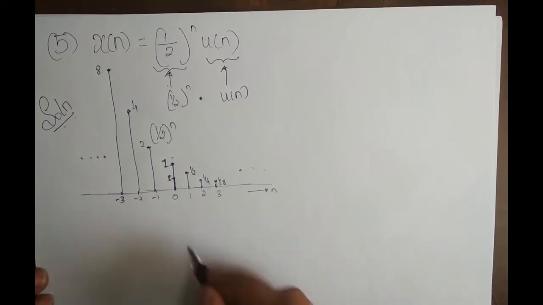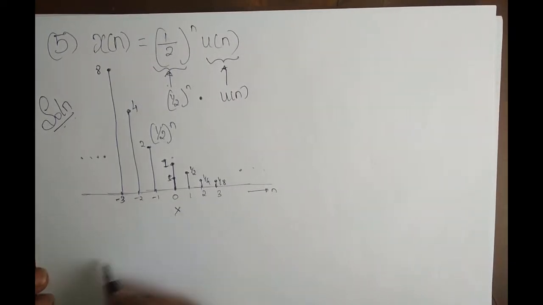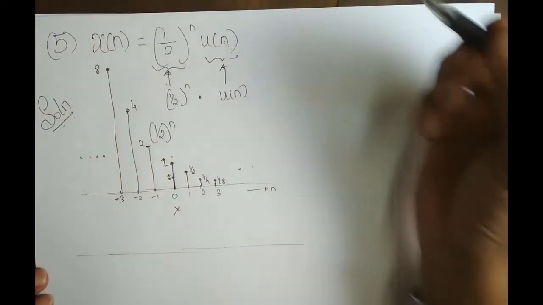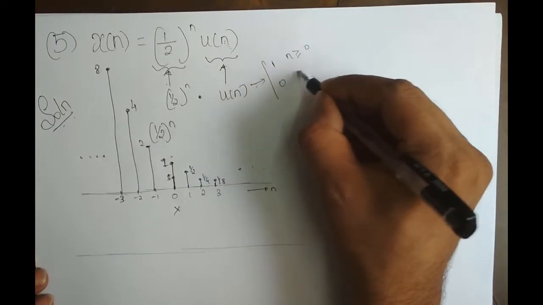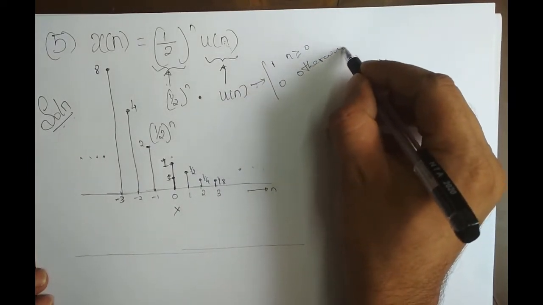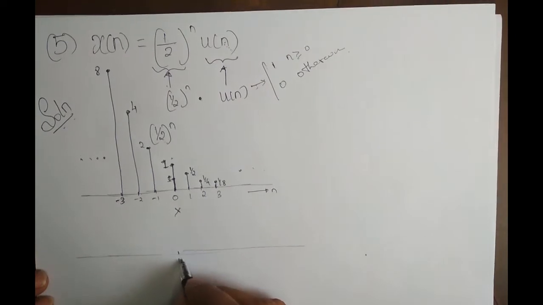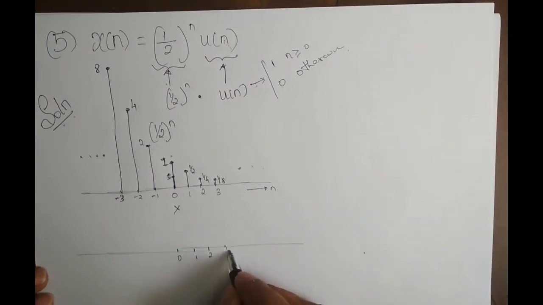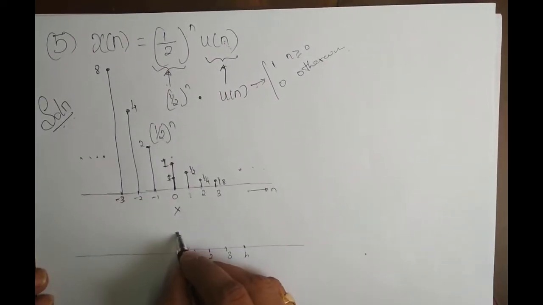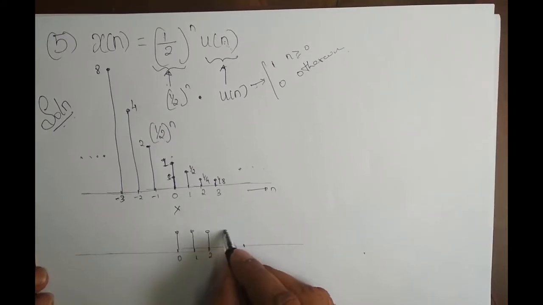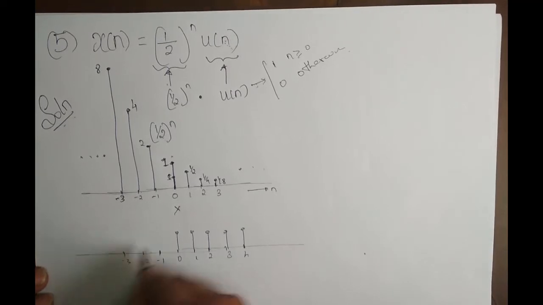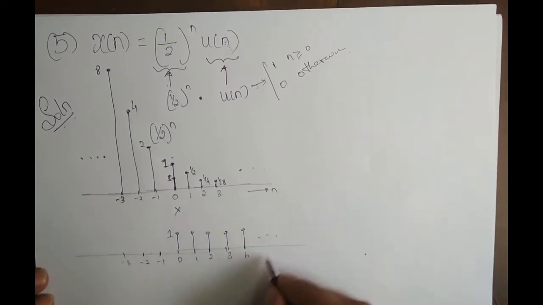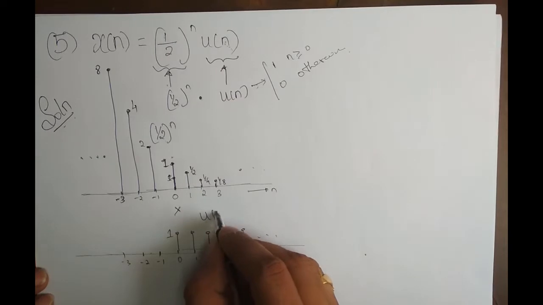Now this signal is multiplied with one more signal, which is what is this? U of n. And what is u of n? So u of n is actually 1 for n greater than or equal to 0 and equal to 0 otherwise, right? So at n equal to 0, at n equal to 1, at n equal to 2, at n equal to 3, 4, and so on, everywhere its amplitude is 1, right? For other values of n, minus 1, minus 2, minus 3, it is completely 0. Correct, no? So this signal is u of n.